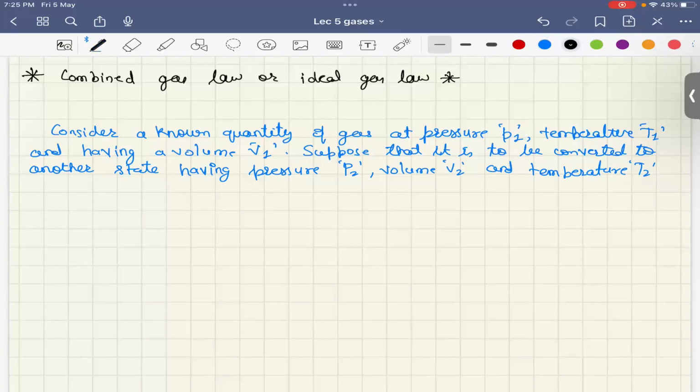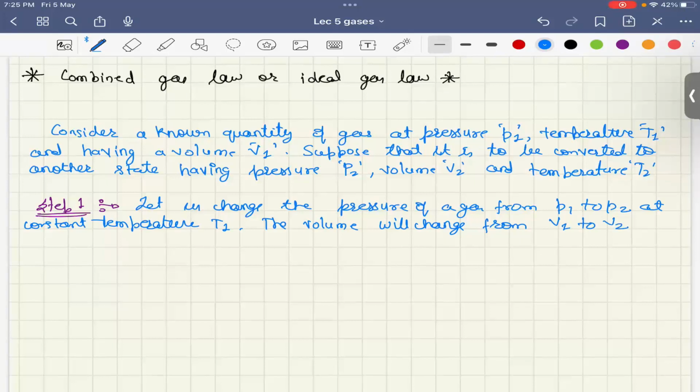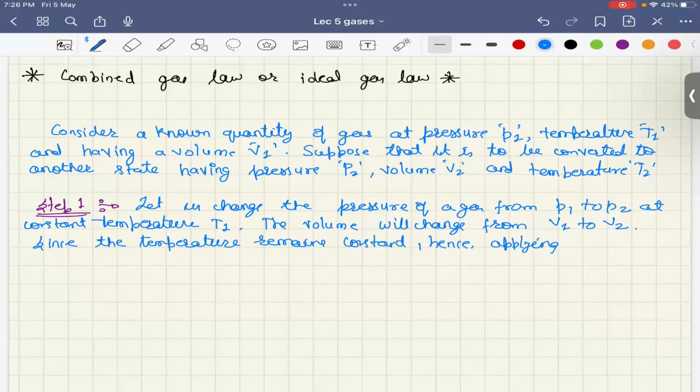So the first step is, let us change the pressure of the gas from P1 to P2 at constant temperature, right? At constant temperature T1, the volume will change from V1 to V2. Since the temperature remains constant, applying Boyle's law gives us P1 V1 is P2 into V2, where V2 is going to be P1 V1 by P2, right? Let us term this as equation 1.